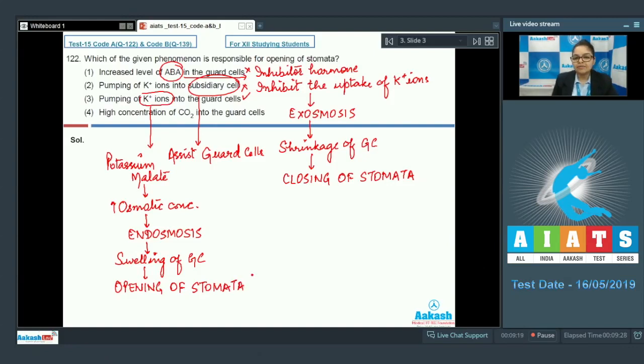But why is statement 4 wrong? A high concentration of CO2 into the guard cells. So this is false. The concentration of CO2 will increase, but in the substomatal cavities. So that is why this is wrong. During the night time, the CO2 will not be utilized for photosynthesis, so automatically its concentration will increase, but in the substomatal cavities. So can I say for question number 122, the correct option will be third. Answer 3. Alright, moving to the next question.